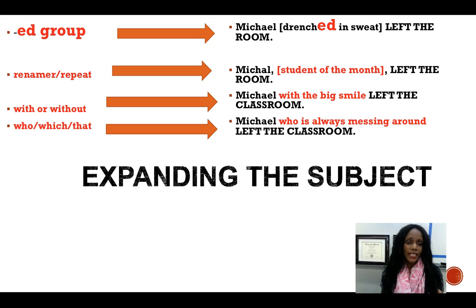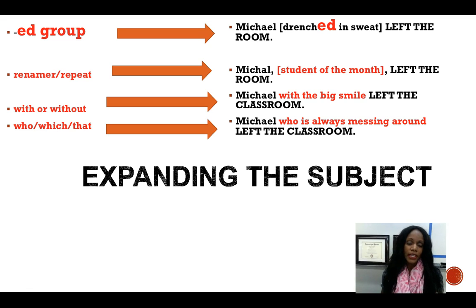Now the next one is called a renamer, or you repeat. In this case, Michael, student of the month, left the room. So who is student of the month? It's Michael. And what did he do? He left the room. Now here is the with or without group.